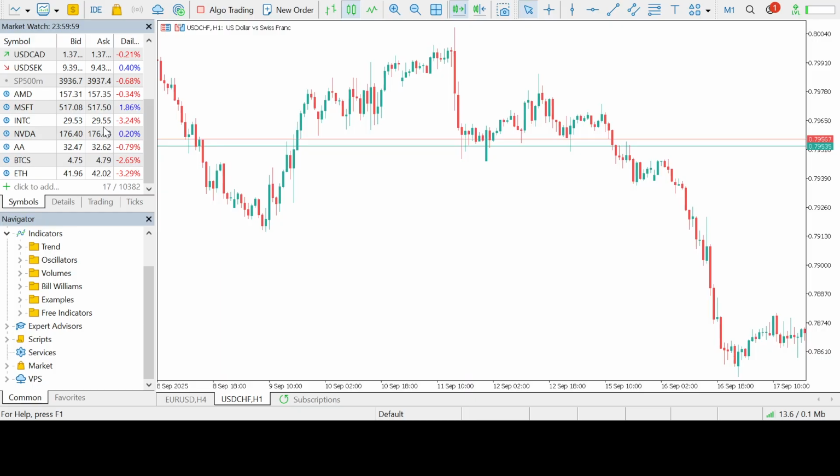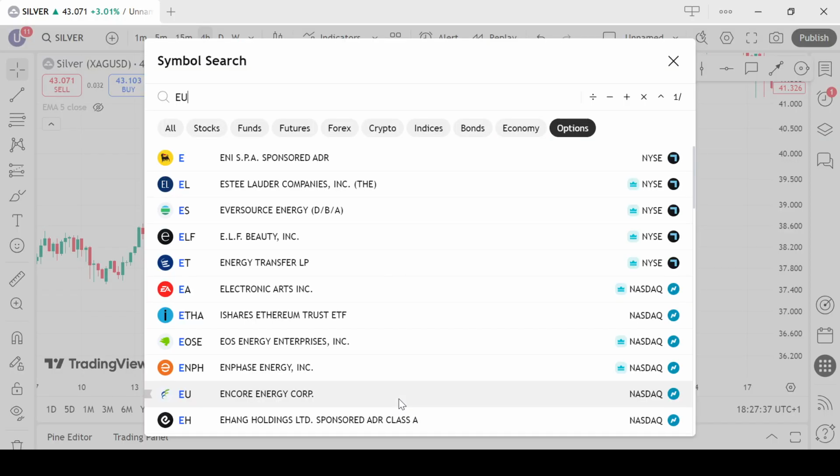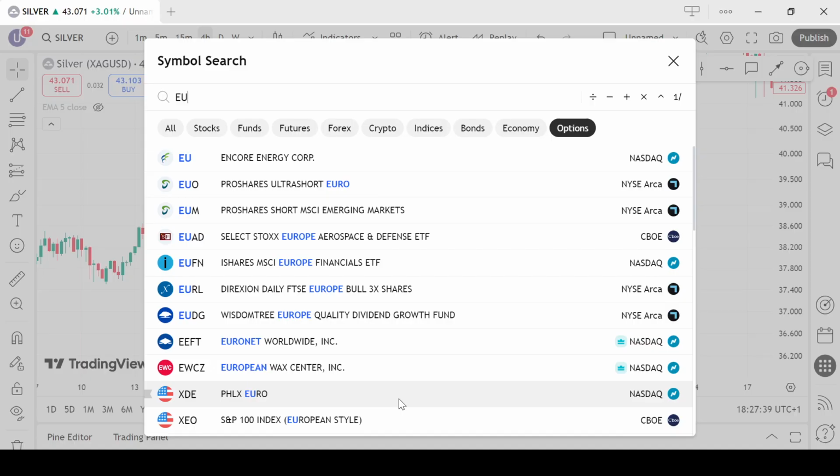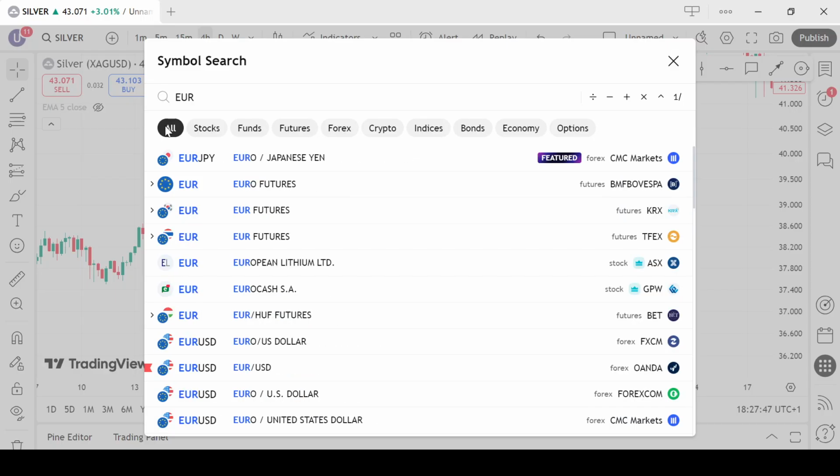Now, the next trading platform to trade our CFDs is known as TradingView. TradingView is the next platform, and this platform is best known for its advanced charting and social features. If you want a platform that helps you to visualize data and engage with other traders, TradingView is the one.